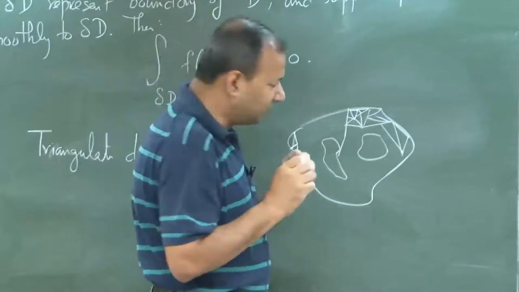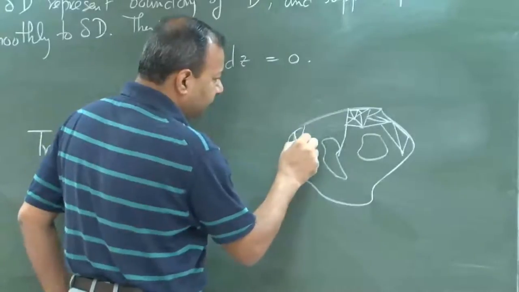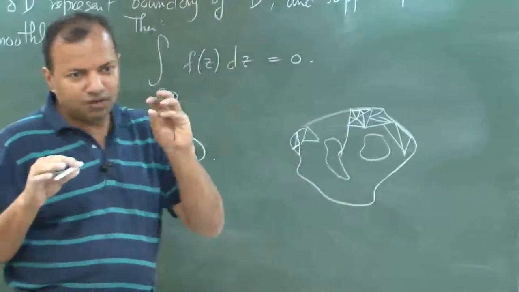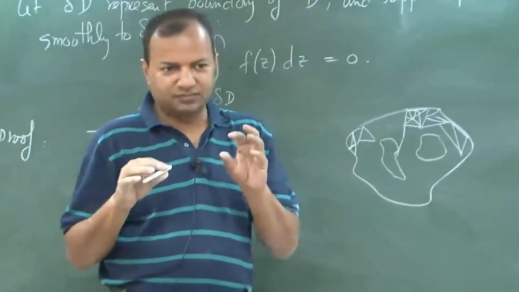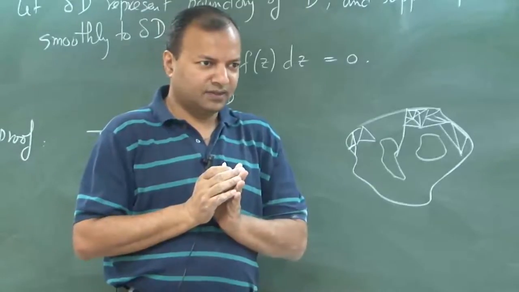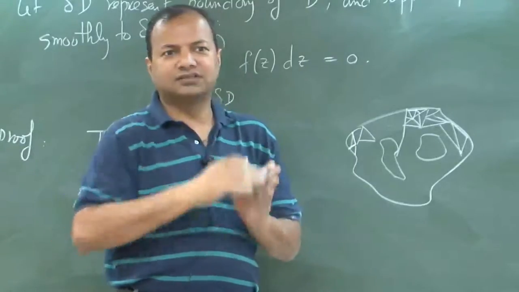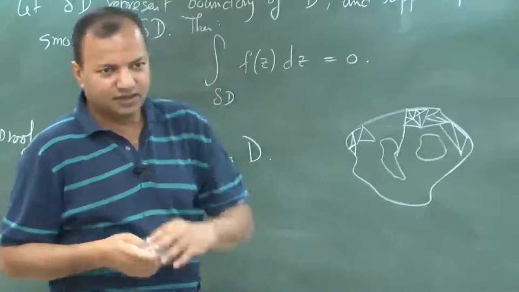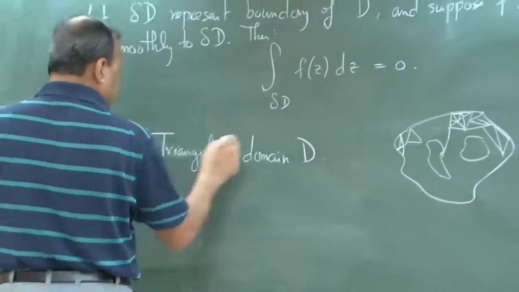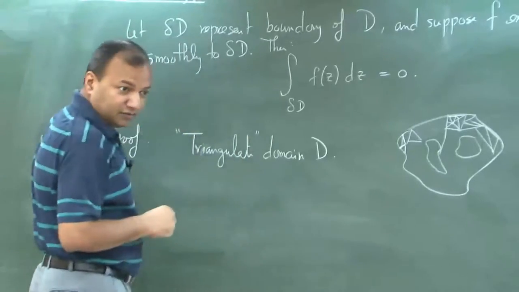What I basically want is a division of this entire domain into small pieces, still finitely many, which have only three sides. And as far as possible, these sides are straight lines, but if not, then they can be curves. So that is the meaning of triangulate for us here.